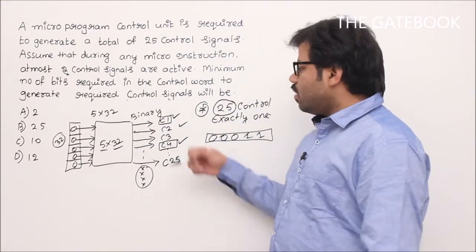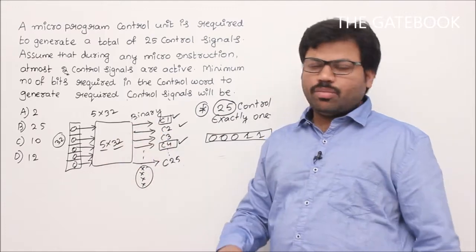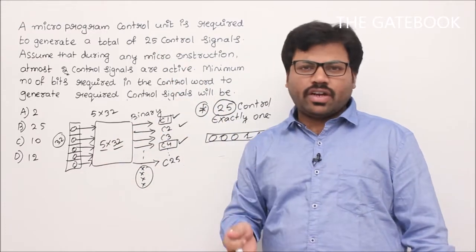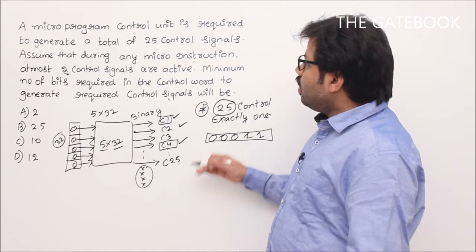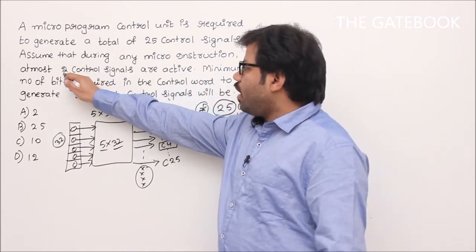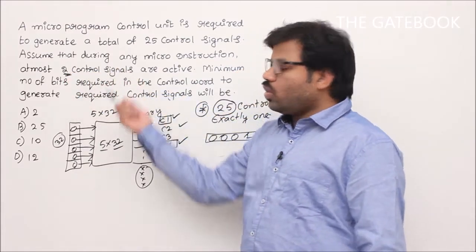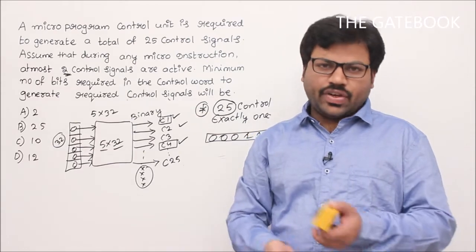Okay, so that is about decoder. This decoder can be used, but that is not our final problem. What is our final problem? We have a requirement where sometimes, two control signals also should be activated, right?